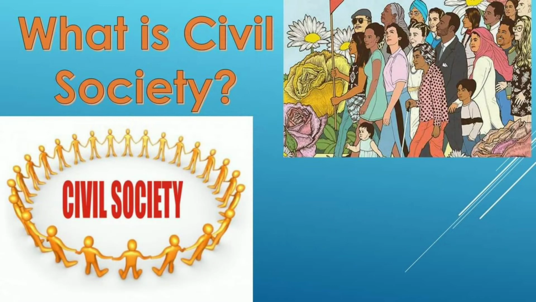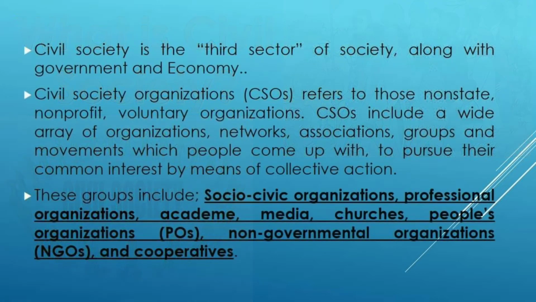The question is, from the illustration above, what do you mean by the civil society? Okay, so when we say civil society, as I said, it is the third sector of society along with the government and the economy. It also refers to non-state, non-profit, voluntary organizations. It is a wide array of organizations, networks, associations, groups, and movements which people come up with to pursue their common interests by means of collective action.